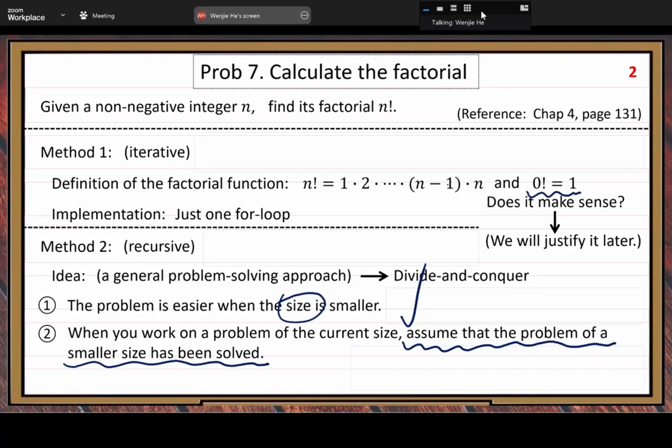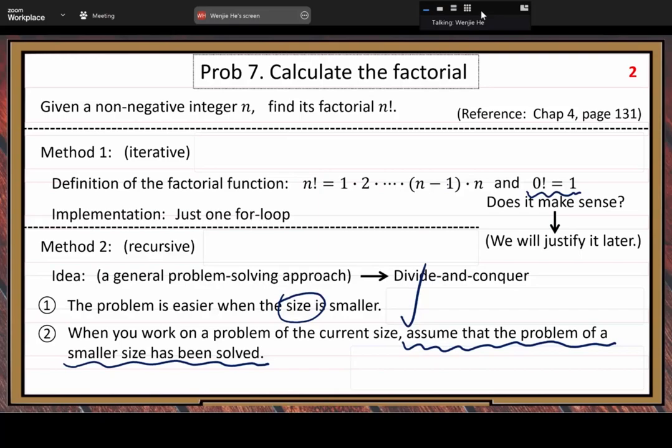So let me continue this story. Assume the problem of smaller size has been solved. Some people may ask, why can you assume? Remember, we have base cases, right? We have known base cases at the beginning.